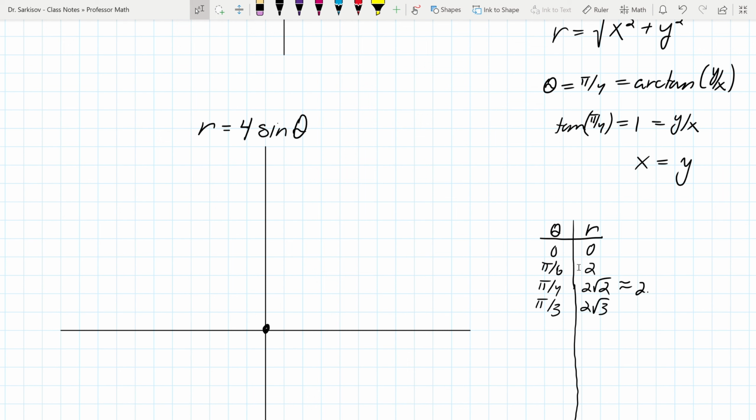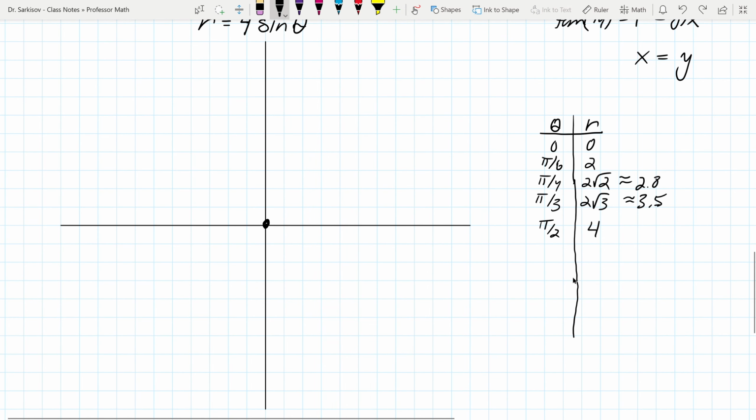Which is approximately 2.8, right? And this is approximately 3.5, right? So double that. And then try pi over 2, and you actually get 4 times sine of pi over 2. That's a 1, so 4, right? And that's actually the maximum you ever get. So what happens is, look, at 30 degrees you have a 2, right? So let's say this is my 1, my 2, my 3, my 4. Okay, so you're going to get this 2 right there at 30 degrees.